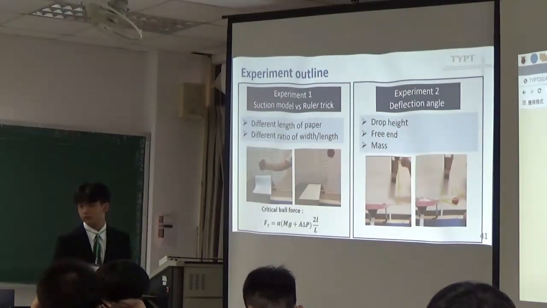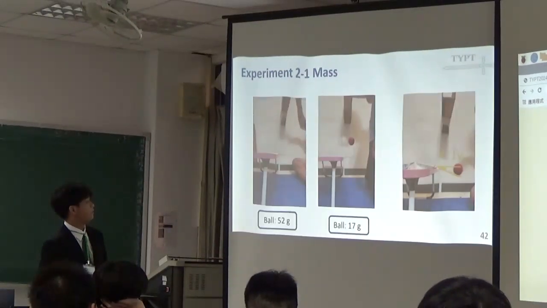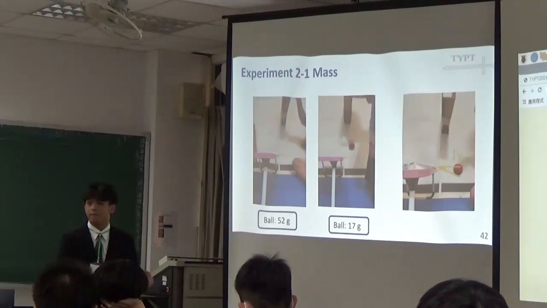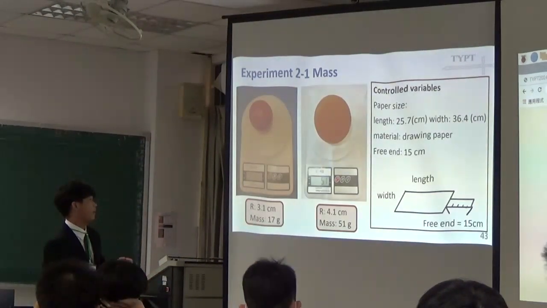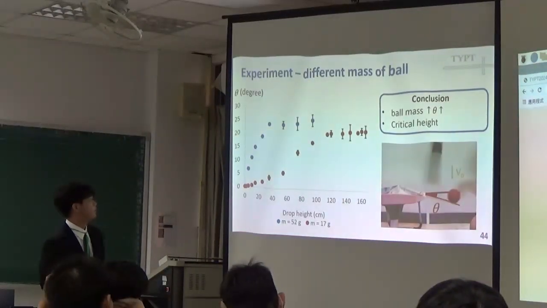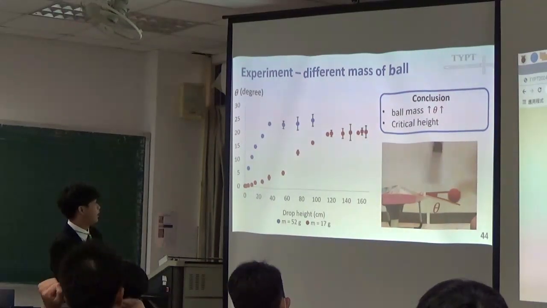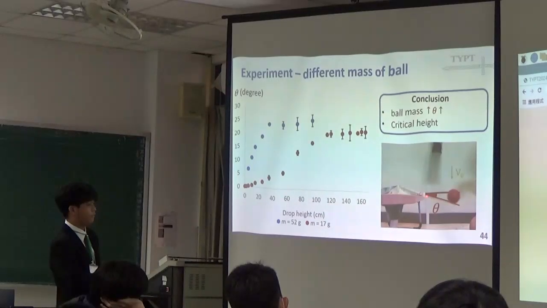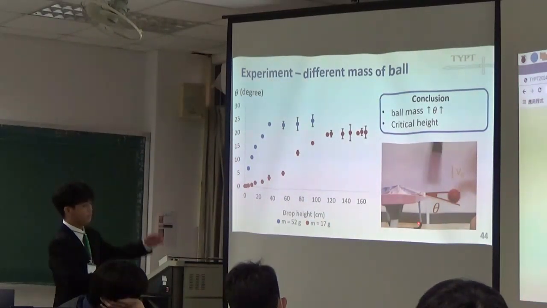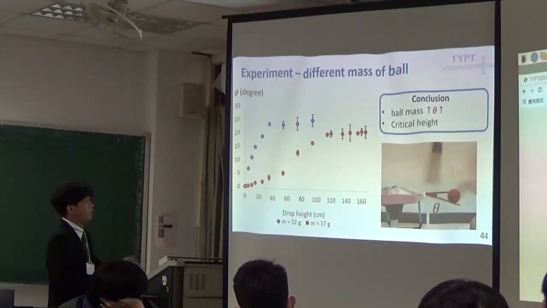Now it's our next experiment data. I drop the ball with different masses, and here's the setup of my experiment. From this experiment, we can see that when the drop height increases, the deflection angle, here's the deflection angle, means the ruler flips a little bit. So if the drop height increases, the deflection angle also increases.